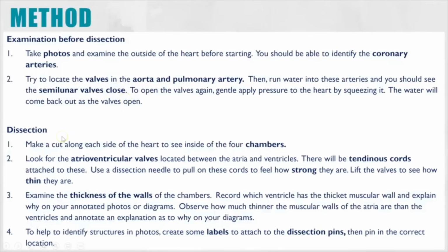So then you get onto the dissection itself. So first of all, you'd make a cut along the side of the heart so you can then look into it and identify the 4 chambers. So the left and the right atria at the top and the left and right ventricles at the bottom. Once you've done that, you should be able to identify the atrioventricular valves, which are the valves that are found between the atria and the ventricles.